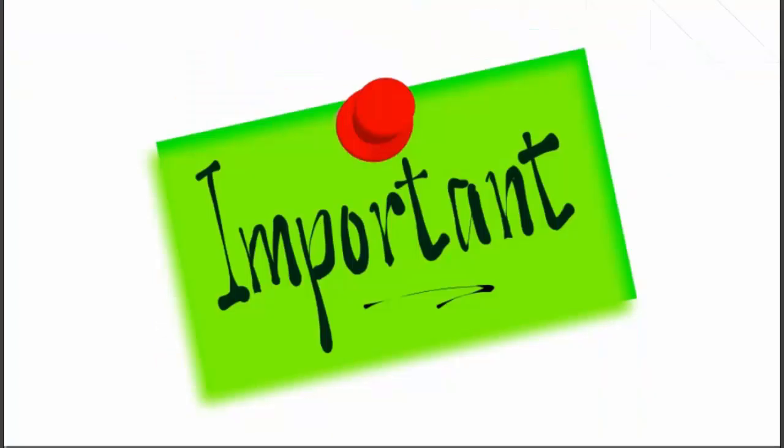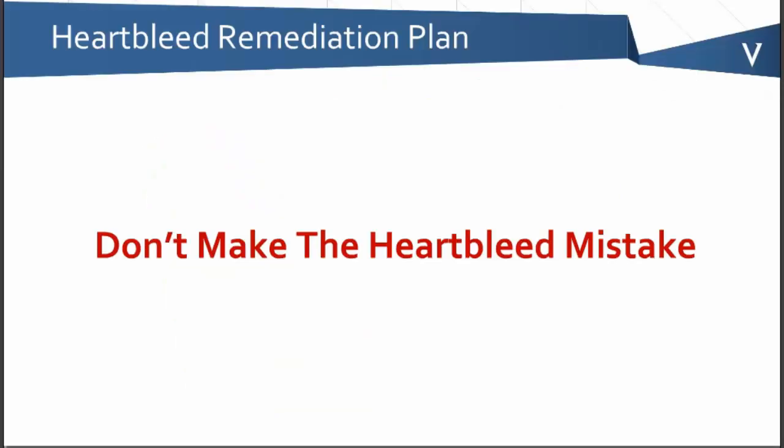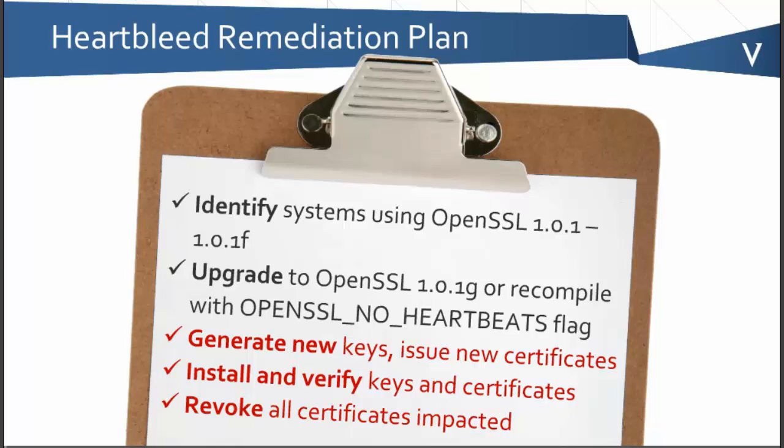So one thing that's important to note here, it's almost like deja vu. If you look back at Heartbleed a couple of years ago, many organizations made a critical mistake. And the thing to keep in mind here is that you shouldn't make the same mistake that most organizations made when remediating Heartbleed. And that mistake really is, if you look at the Heartbleed remediation plan, that a lot of organizations didn't go about regenerating new keys and certificates, validating that they've been changed, and revoking the old certificates.